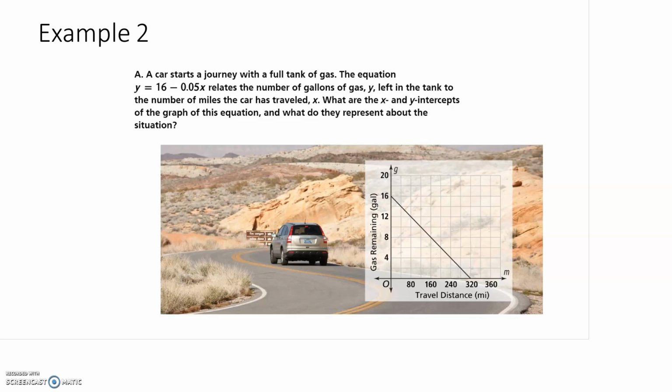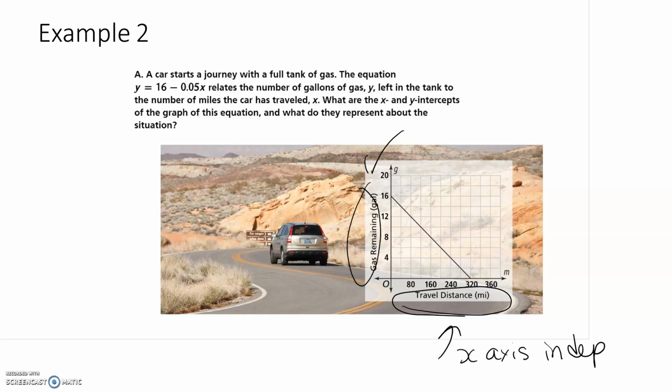Example 2 talks about an equation relating the number of gallons of gas, which is the y, our vertical axis, that are left in a tank, and the number of miles traveled by a car. So that's our distance. Remember, our x-axis is our independent variable, and our y-axis is our dependent variable. So the number of gallons that remain depends on how many miles the car has already traveled. The question's asking, what are the intercepts and what do they represent based on this situation?